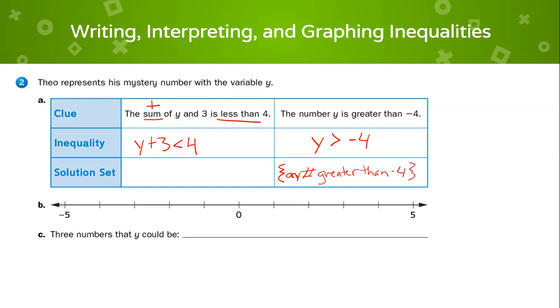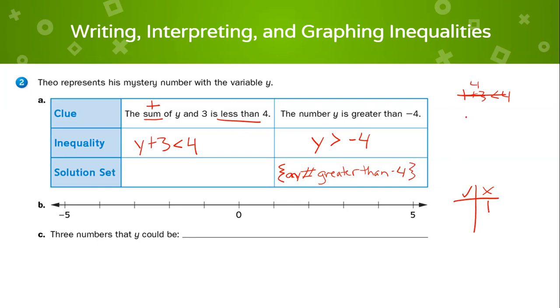Weird bracket. But over here, we have to do a little trial and error. What numbers work? Okay, well, we could try 1. 1 plus 3 is less than 4. But that doesn't work because 1 plus 3 is 4, and 4 is not less than 4. So I like to keep a little chart of numbers that work and numbers that don't work. And so the number 1 didn't work.